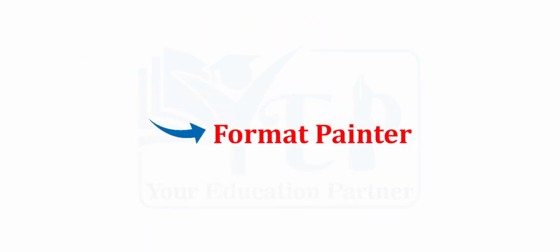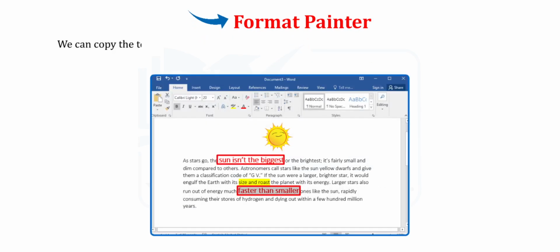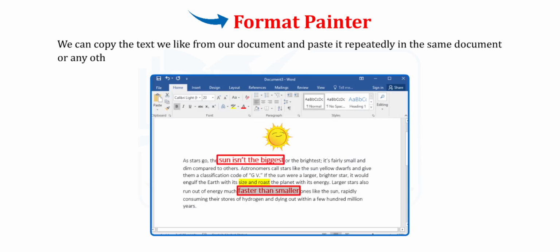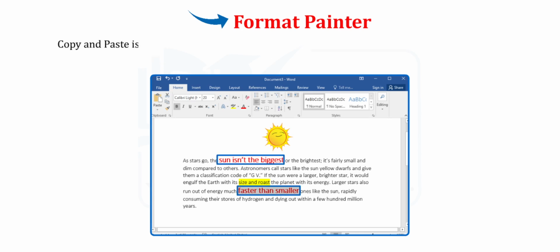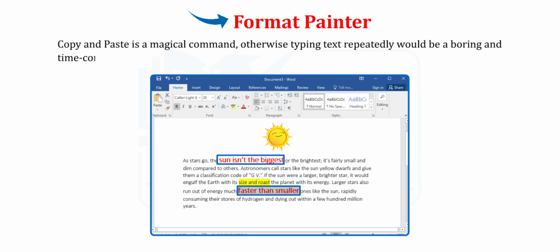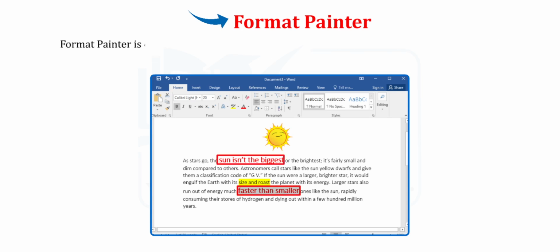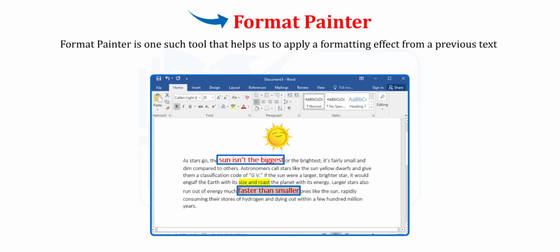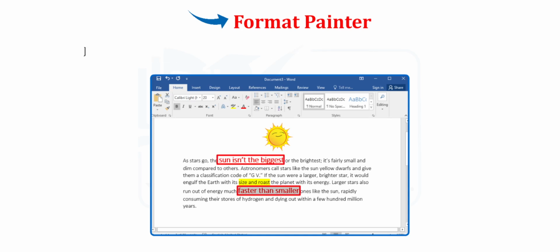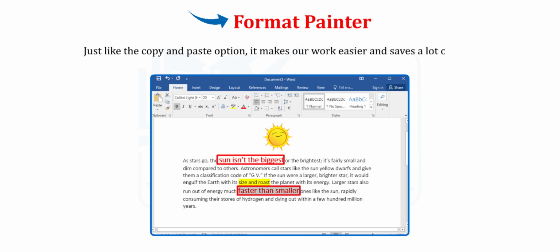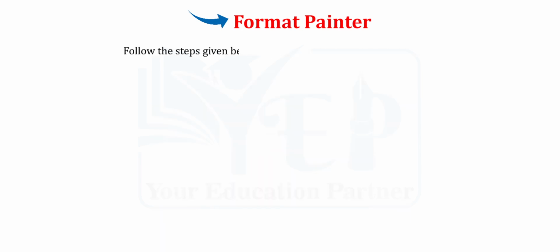Now we will talk about Format Painter. We can copy the text we like from our document and paste it repeatedly in the same document or any other document. Copy and paste is a magical command, otherwise typing text repeatedly would be a boring and time-consuming task. Format Painter is one such tool that helps us to apply a formatting effect from a previous text to other words or sentences. Just like the copy and paste option, it makes our work easier and saves a lot of time.